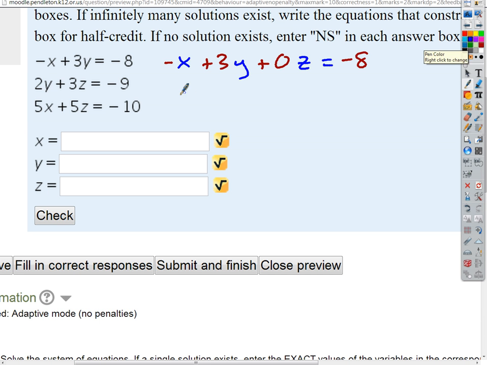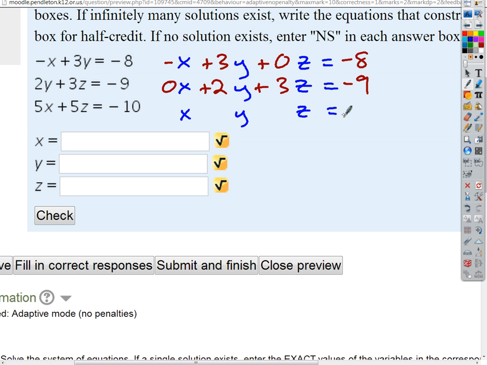The second one's going to look like, what? 0x plus 2y plus 3z equals negative 9. And the third one, what? 5x, 0y plus 5z equals negative 10.